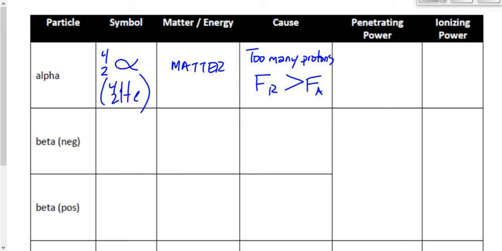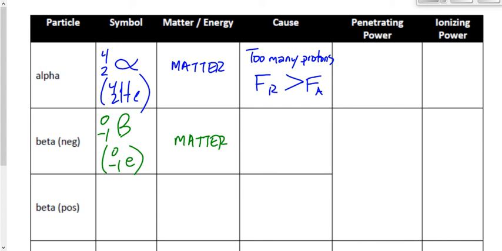Now, beta-negative decay works on a completely different principle. It's still ionizing radiation that's released as a result of a nucleus being unstable, but it's unstable for a different reason. Firstly, a beta particle would have properties that look like this: 0, minus 1, beta. What's another term for beta particle? Yeah, it's an electron. And that's matter, of course. Much, much smaller matter, but it still has mass, so it's matter.